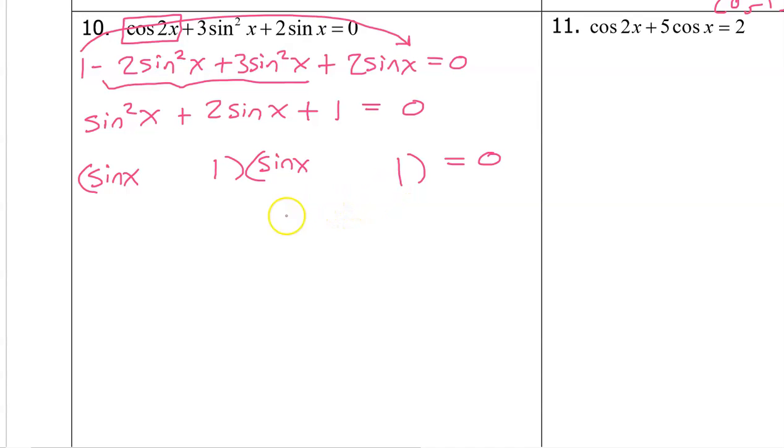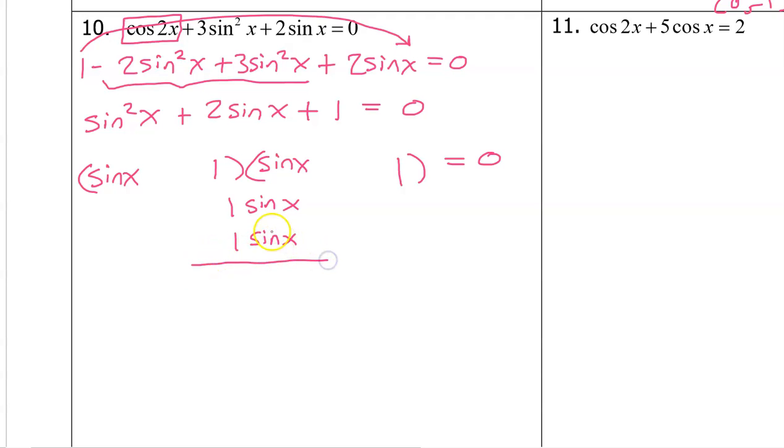Listen to the phrase I'm about to say: inner plus outer equals middle. Here's what I mean by that. Inner, I'm talking about these two terms right here. If I multiply those, I get 1 sine x. When I say outer, I'm talking about these two terms. If I multiply those, again, I get 1 sine x.